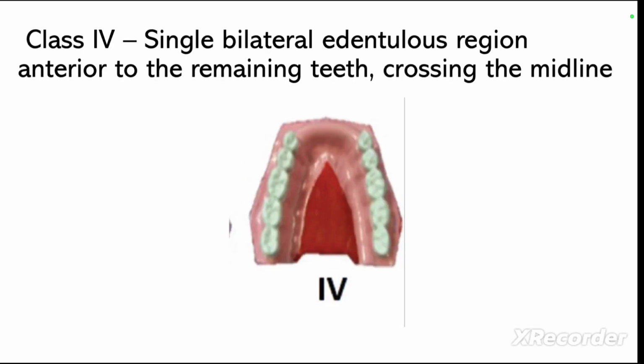Now coming to class 4, it is a single bilateral edentulous region anterior to the remaining teeth, crossing the midline. The important points in this classification are that it should be single, it is a bilateral edentulous region anterior, and it should cross the midline. Here you can see the anteriors are missing. It is single, and if we divide it, it is bilateral, this side and this side, crossing the midline. So this is class 4.